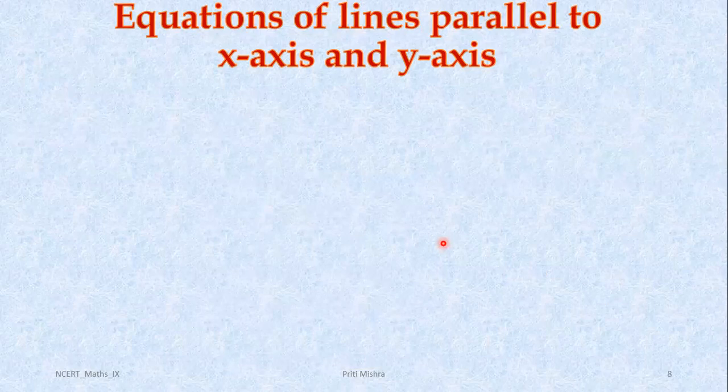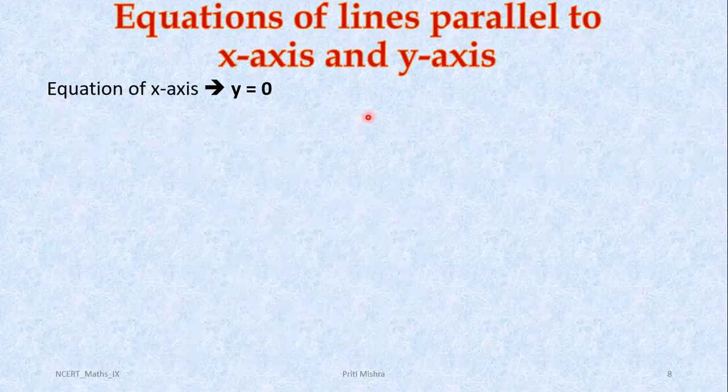Now, equations of lines parallel to x-axis and y-axis. So for the equation of the x-axis, we have y is equal to 0, because on the x-axis we can have only an x coordinate. The y coordinate always remains 0. Just like this, for the y-axis we have x equals 0, because on the y-axis we have only y coordinates and x coordinates are 0 there.